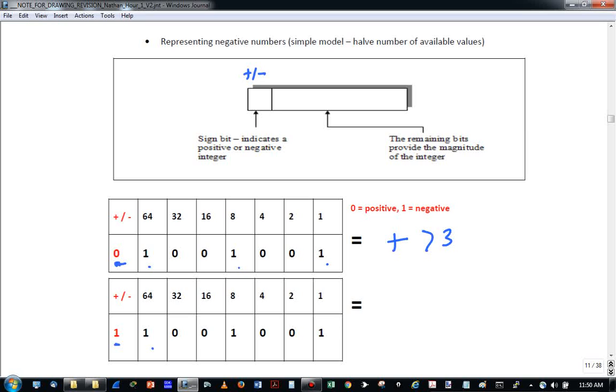This number here is 64 plus 8 plus 1, which is again 73. This one has a 1 at the front, so it's minus 73. Now just point out that this actually doesn't work properly in terms of being able to do subtraction, because all we've really done is take a positive value and glue a plus sign or a minus sign on the front of it. So we need to do a little bit more work than that.